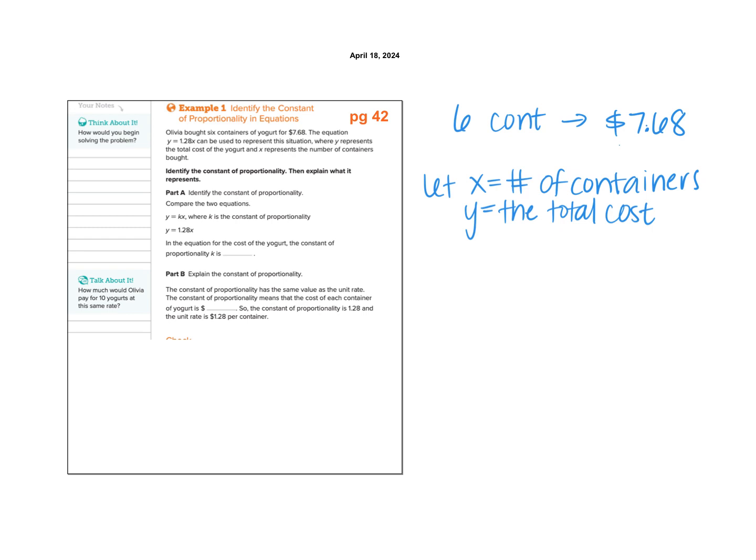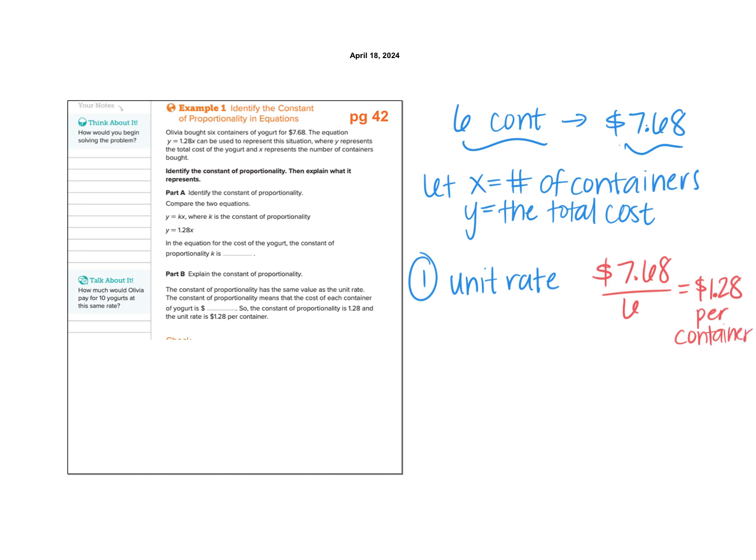So the first step that you're going to do to find the equation of a proportional relationship is you're going to have to figure out the unit rate, or that constant of proportionality. So if I know it costs $7.68 for 6 containers, I would want to know, well, how much is it for just 1 container? So I'm going to take my money, $7.68, divided by 6 to figure out how much it costs for 1 container. Well, that ends up being $1.28. So it's $1.28 per container.